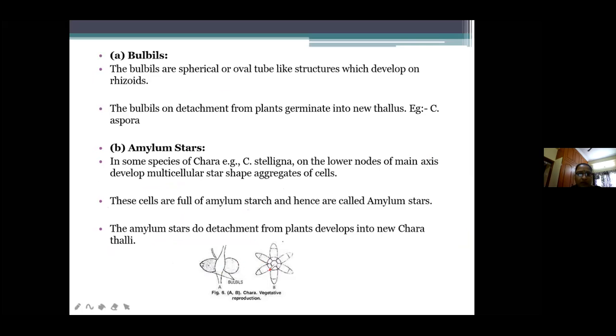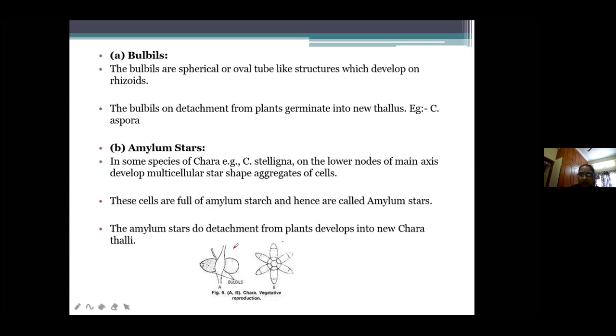These are the bulbils, girls. See here, these two are the bulbils. They are very small, rounded, tuber-like structures produced at the lower nodes and on the rhizoidal side. When detached, the bulbils develop into a new Chara plant.